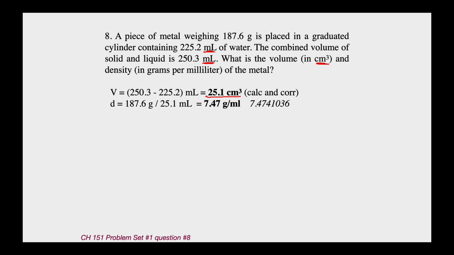25.1 centimeters cubed, which is the same as 25.1 milliliters, that's the volume. And then the density, the next part, you would just take the mass that was given, divided by this new volume, and notice here I flipped it over to milliliters, just trying to make it more fun. Anyway, the number that comes out in the calculator is crazy, but we can use 3 sig figs because of the volume, 7.47. And again, this is adding and subtracting.